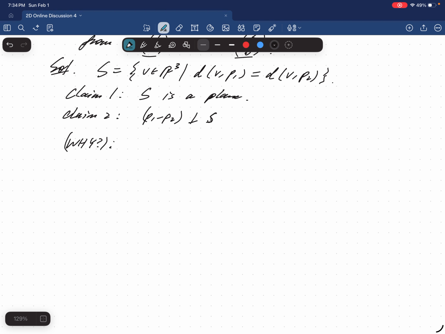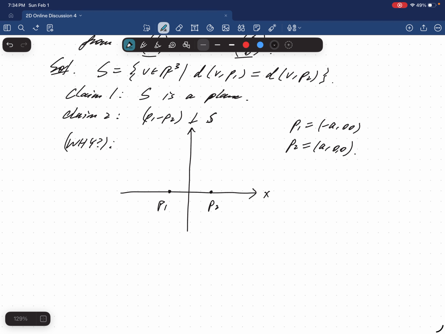So let's first consider the easier case where my P1 and P2 both lie on the x-axis and are equal distance from the origin. So it means my P1 is going to be some (-a, 0, 0), and P2 is going to be some (a, 0, 0).